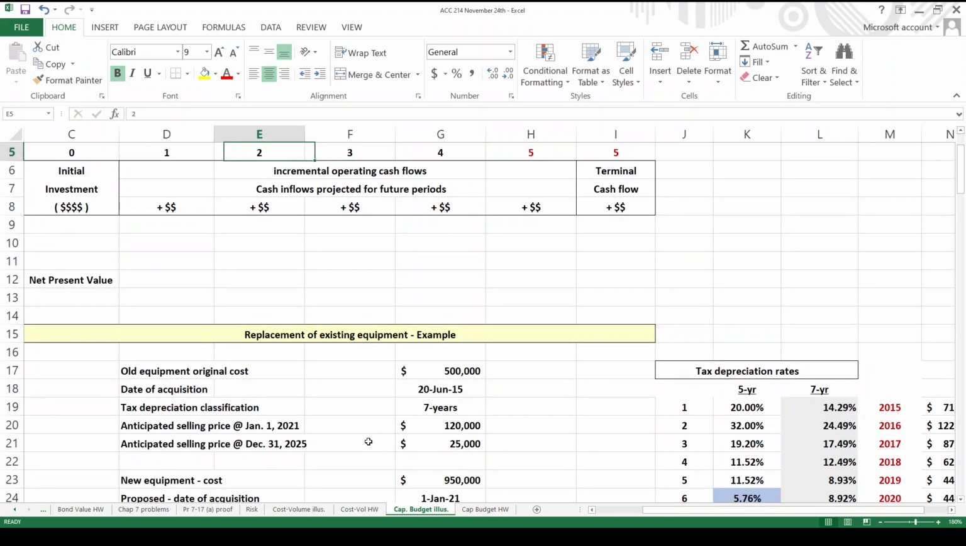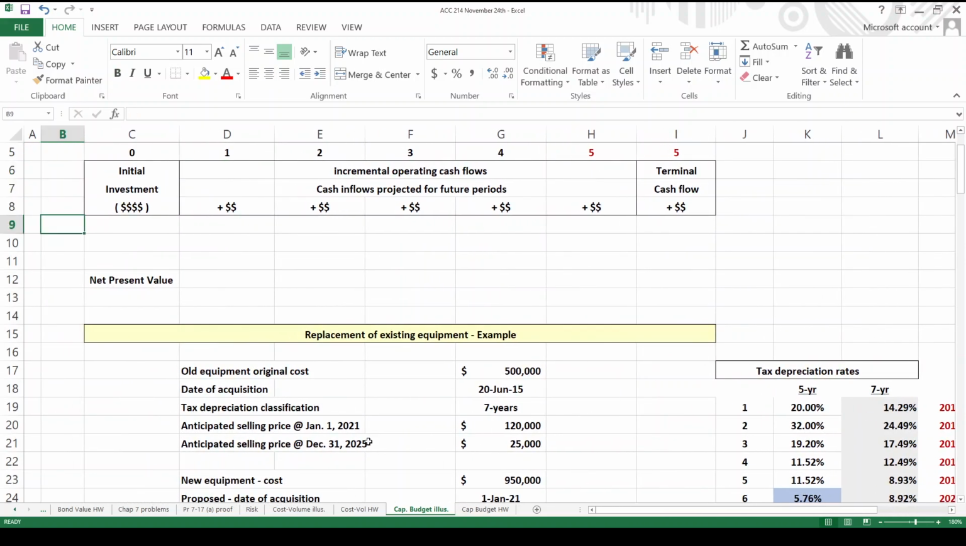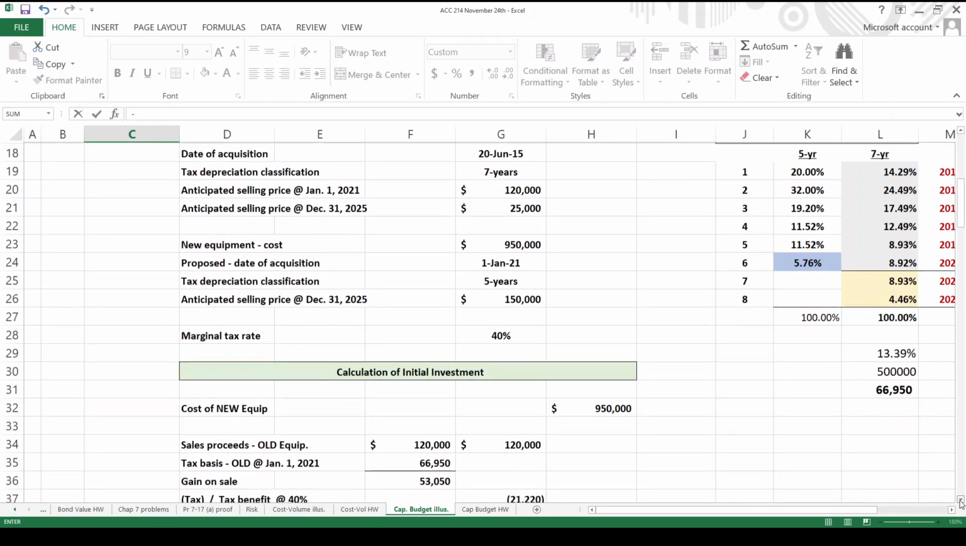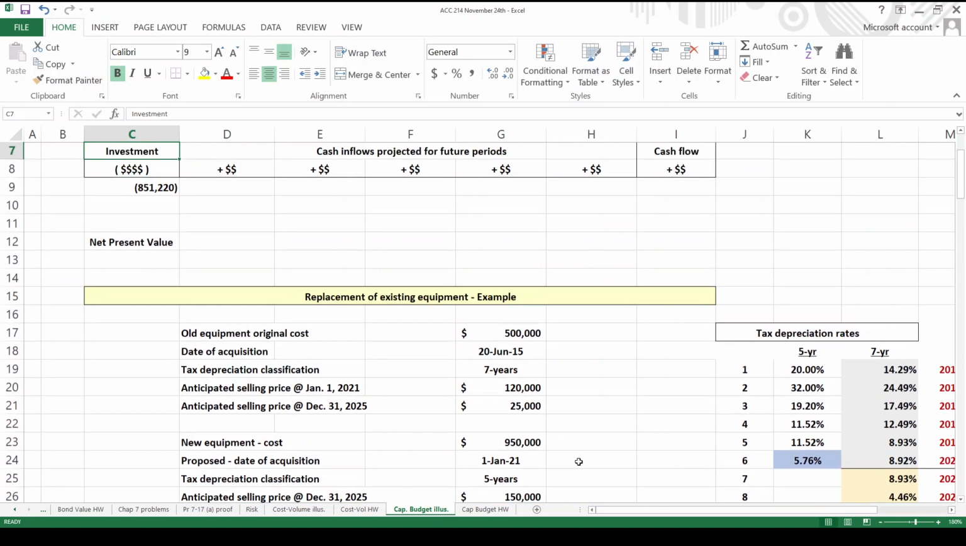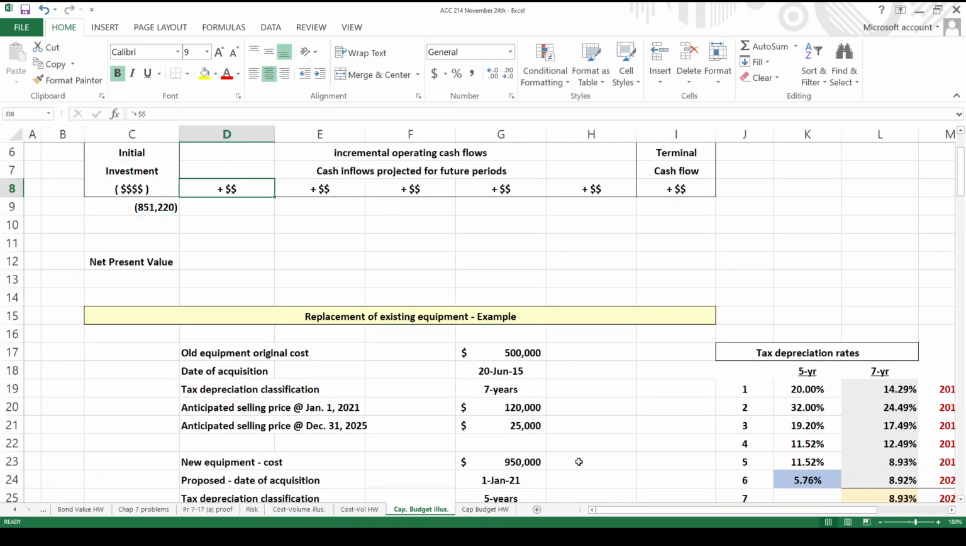Come back over here. And that's going to be a negative. So I'll just put in minus whatever this number is here: 851,220. I got one number. I got to get all these other numbers. All right. Well, before I do the operating cash flows, we're going to calculate the terminal cash flow.